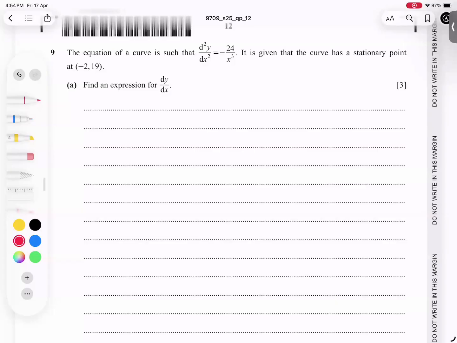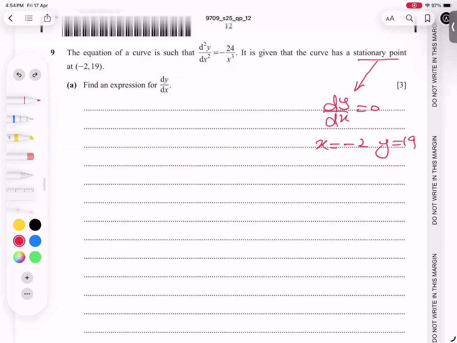Question number 9, students. We have the equation of a curve such that the second derivative is given. We have to find the stationary point, which was already given. Stationary point itself means derivative is equal to 0, and at the same time we can replace x as -2 and y equal to positive 19. It is given here, and he's asking to find d.